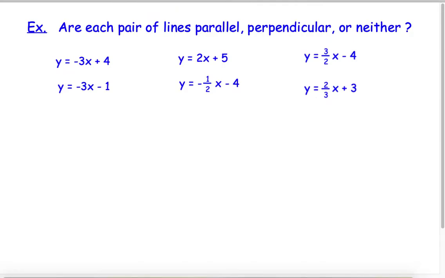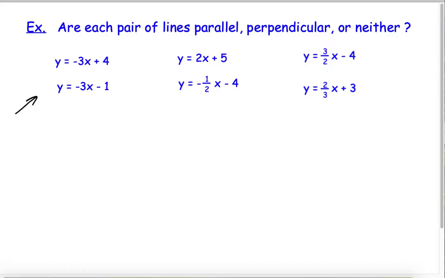For each of these pairs, are the lines parallel, perpendicular, or neither? Because remember, if they're not parallel, that means they intersect. But they don't necessarily intersect at right angles all the time. So if they do intersect at right angles, they're perpendicular. But if they just intersect, but they're not perpendicular, then that would be the neither of your choices. Okay, so let's look at the first one.